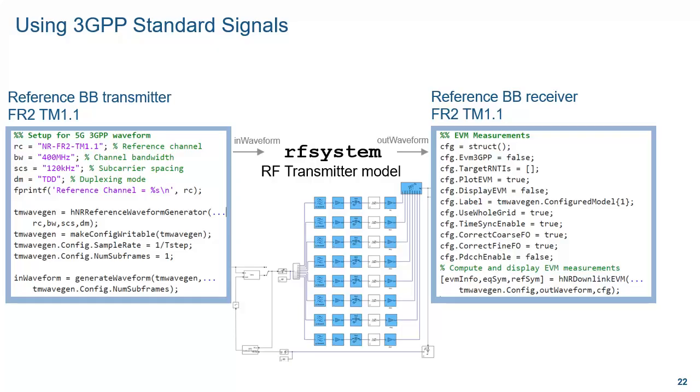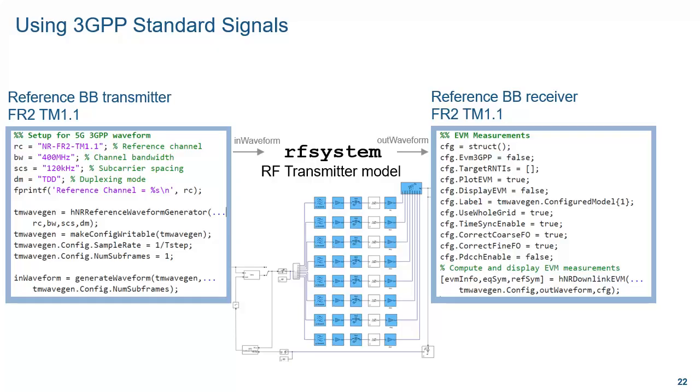We can use any arbitrary waveform for FR2, FR1, test model 1.1 or 3.1. Different options are possible depending on the type of system that you are keen to test. And by the way, if you don't use 5G, but you use wireless LAN or satellite communication waveforms such as DVB-S2, other options are also possible in MATLAB.